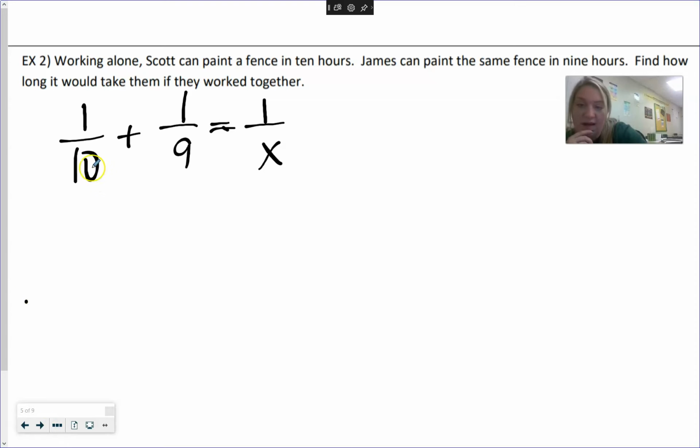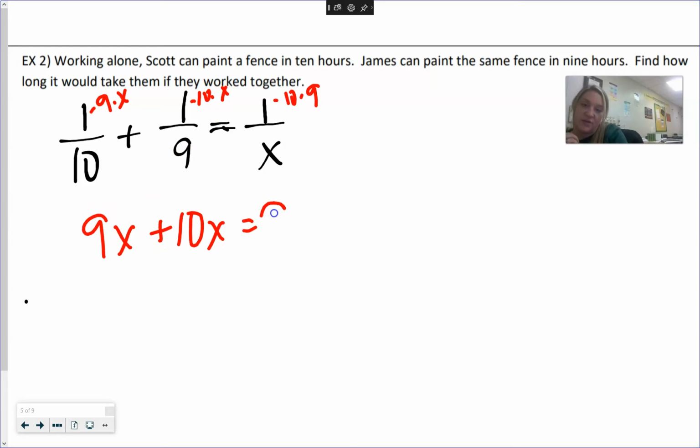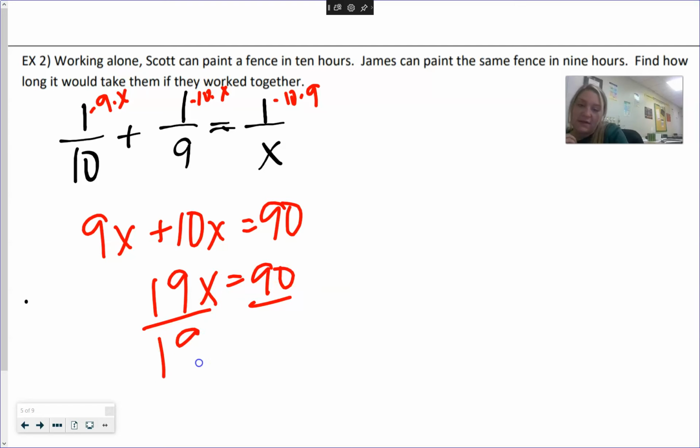My first one, we already have the 10. We're missing the 9 and the x. My middle one is missing the 10 and the x. And my last one is missing the 10 and the 9. So this is going to give me 9x plus 10x equals 90. I add these together to give myself 19x equals 90. Divide both sides by 19. 90 divided by 19, look at that, 4.73. And that is in between 4.5 and 5, so I did predict correctly.